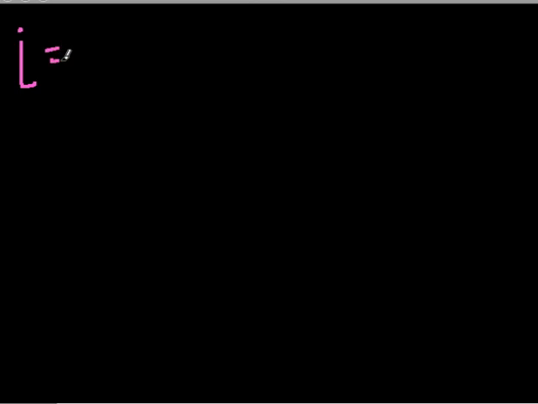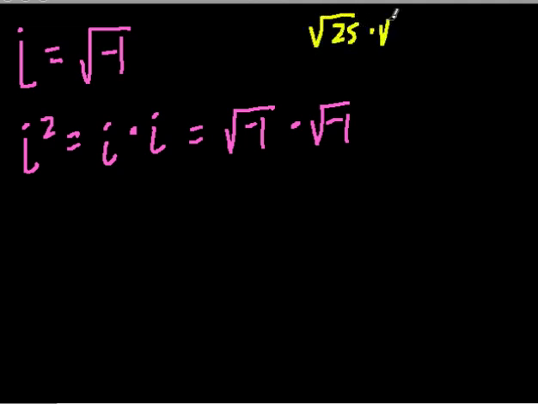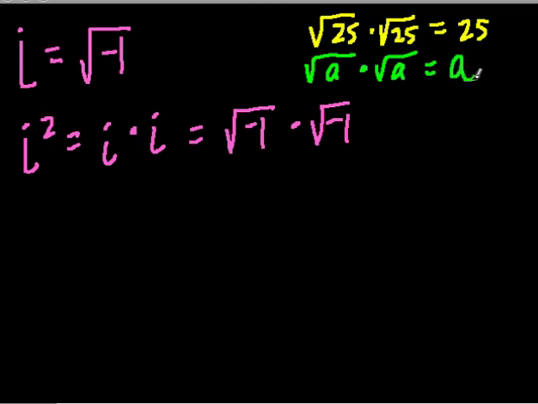Once we say that i equals the square root of -1, it's natural to ask, what does i squared equal? Well, that equals i times i. And what's that? What is the square root of -1 times the square root of -1? Think about the square root of any number, like the square root of 25 times the square root of 25. The square root of 25 is 5, so it's like 5 times 5, and that's 25. So the square root of a times the square root of a is just a, just like the square root of 25 times the square root of 25 was 25.